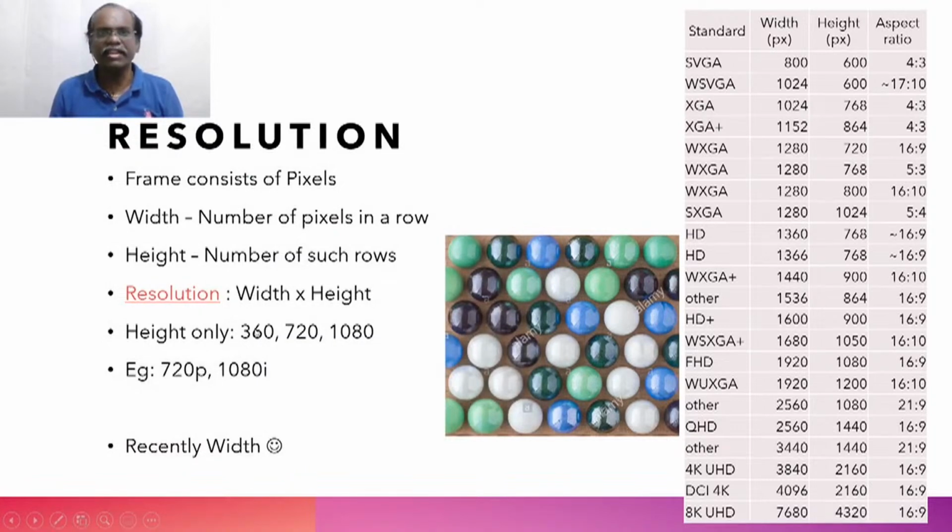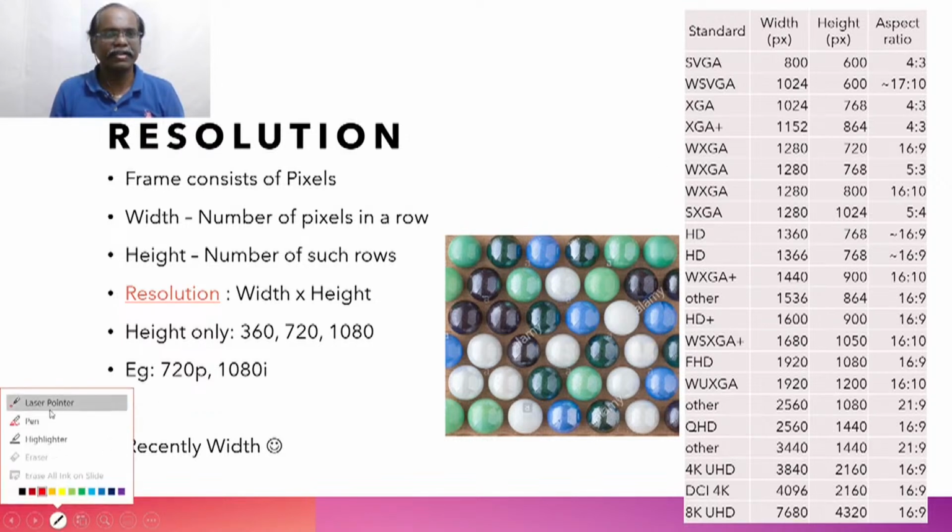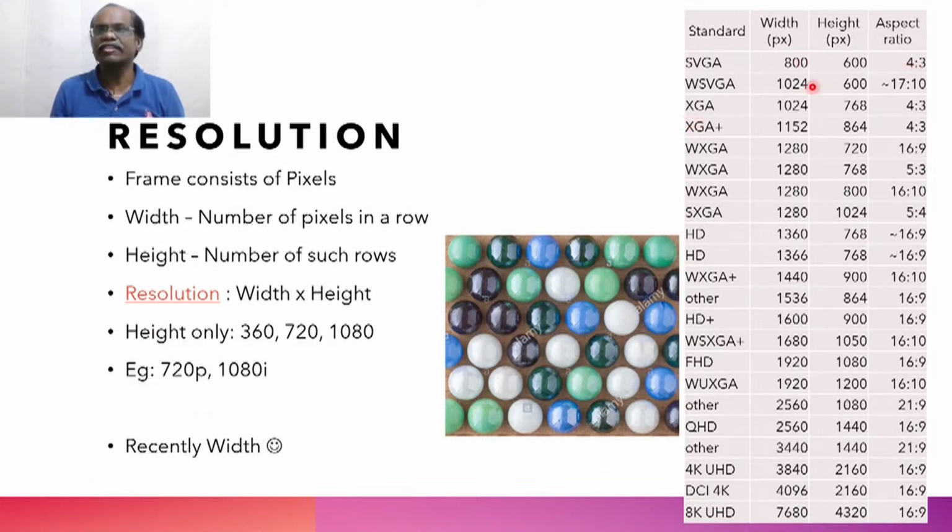There are many such resolutions. See, 800 cross 600, 1024 cross 600. Like that, there are many: 1920 cross 1080, 1920 cross 1200. These are all width and height. Resolution means width into height. Okay, but normally, if you go to the video standard, people will say only one number.